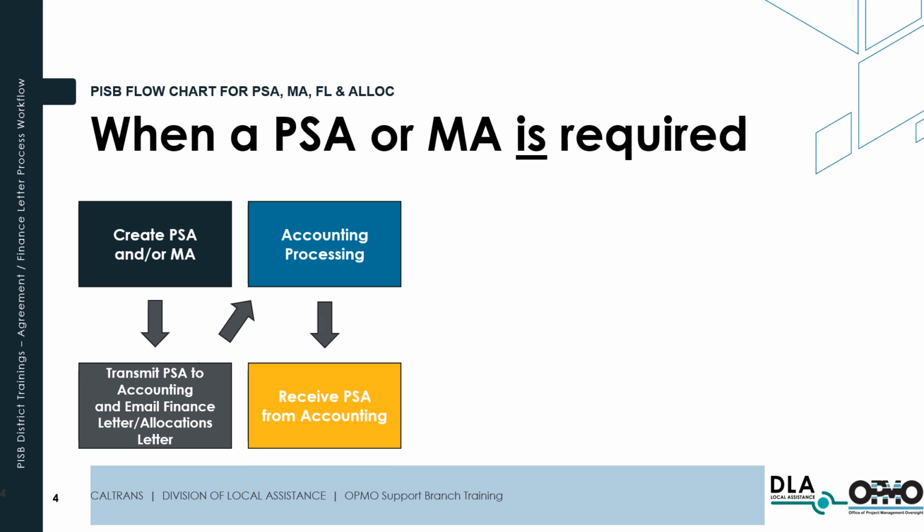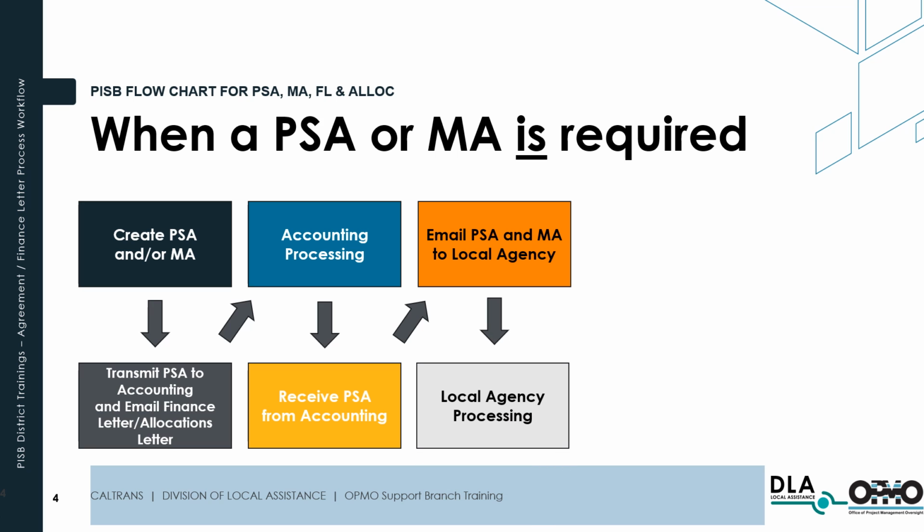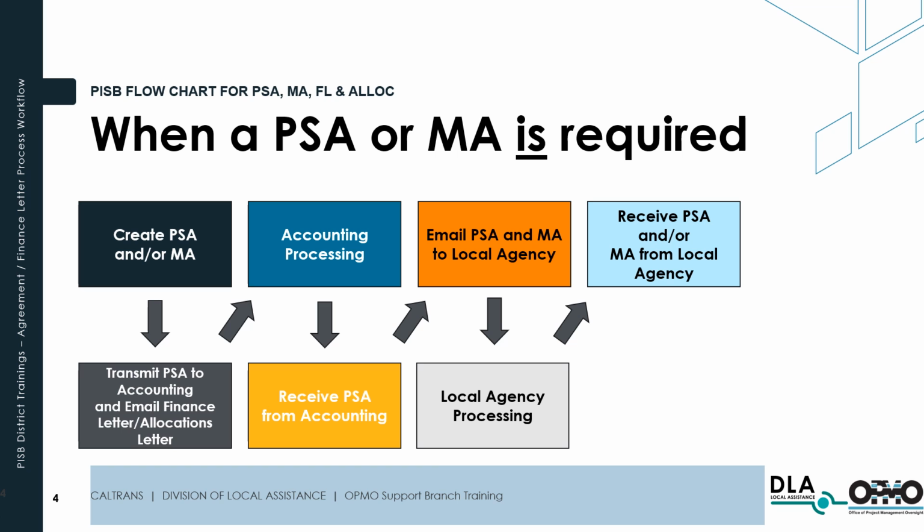Once processed by accounting, the PSA is returned to our office. Email the PSA and MA, if applicable, to the local agency for their processing and return. The local agency processes the documents and returns them to headquarters with the required resolution. Upon receipt of PSA and/or MA from the local agency, prepare the documents for execution.